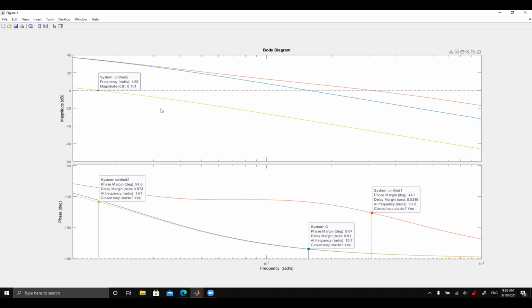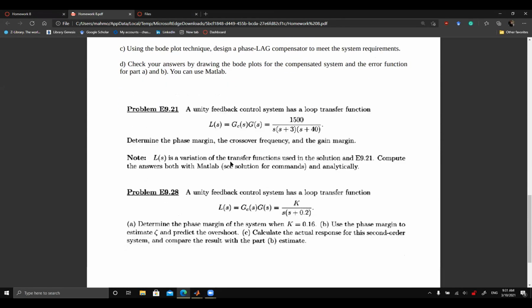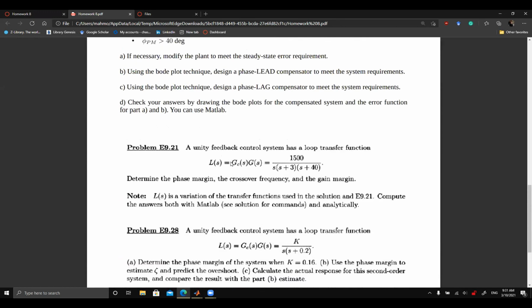So this concludes problem 3 in the final homework set, I think. This is problem 3, right? Yeah. So we designed a phase lead, we designed a phase lag, and we checked the MATLAB requirements. Okay, does anyone have any questions?